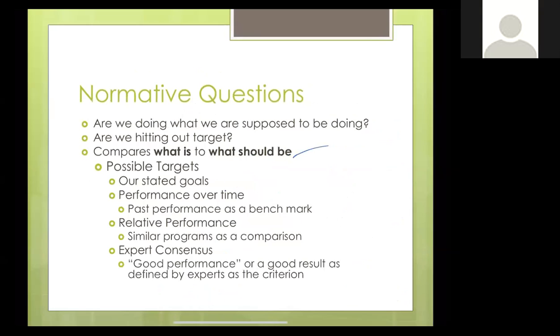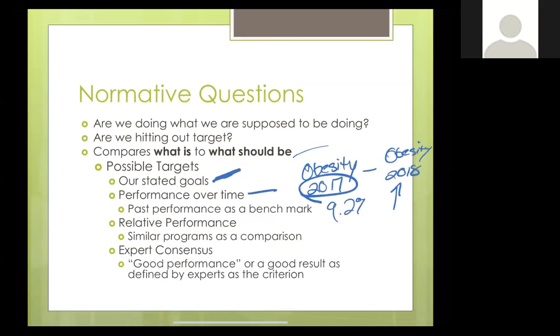We're looking at stated goals. If we're talking about should, we might be looking at performance over time. One of the examples that we do a lot, we call trend analysis. So we're looking at obesity in 2017, and obesity in 2018. And when we say should, should 2018 be higher or lower based off of what it was last year? Well, that number is too high, and the reason it's too high is because last year it was 9.2%, and now it's 9.7%. That's an increase, and what we care about is that we want it to go down over time. Therefore, it should be less than this.